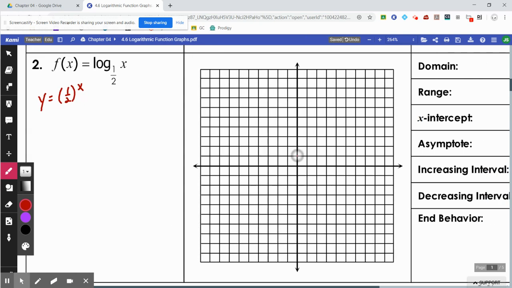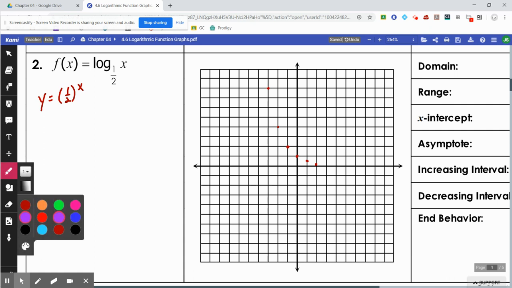1/2 to the x: 1/2 to the 0 is 1. 1/2 to the first power is a half. 1/2 to the second is a fourth. 1/2 to the -1 is 2. 1/2 to the -2 is 4. 1/2 to the -3 is 8. So there's that function. However, we're wanting to graph the inverse of that.